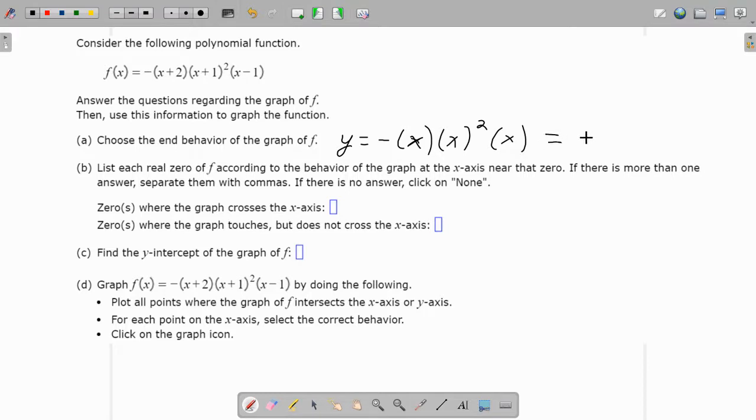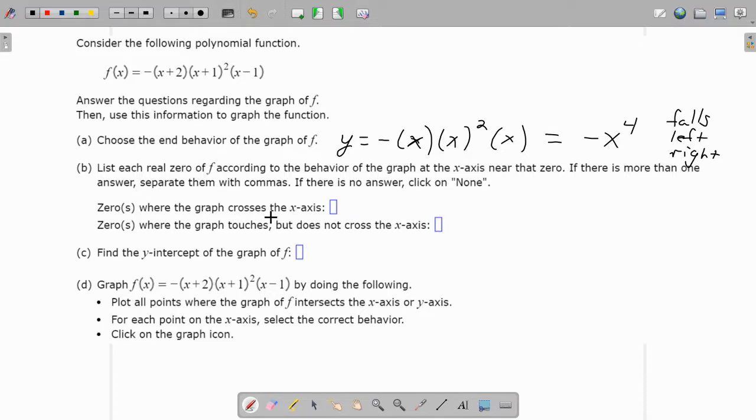So we end up with negative 1, 2, 3, 4. Negative x to the 4th. So that means it falls to the left, falls to the right. Okay, so that opens down. Falls left, falls right. Hopefully that's a clickable option. So falls left and right.